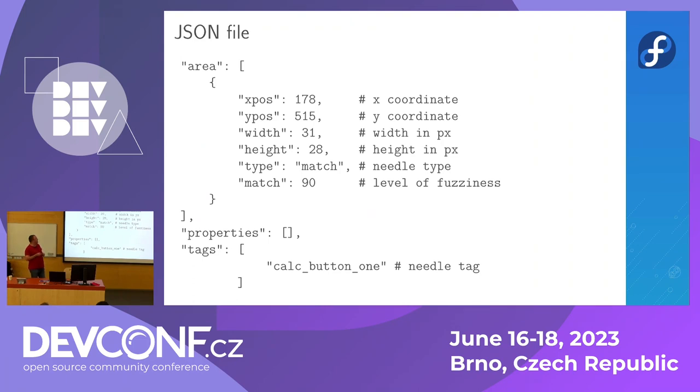This is the JSON file. It looks like this. That's the tag to find the needle. And there are the xpos and ypos, the coordinates where to start. Then width and height are the width and height of the area. And the type is match, which means it must find a graphical match, and the match fuzziness is 90.